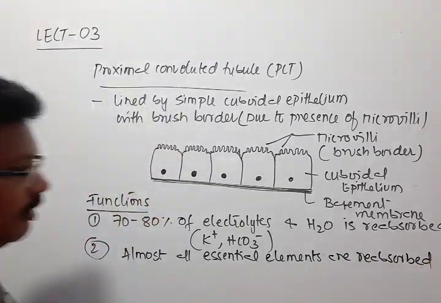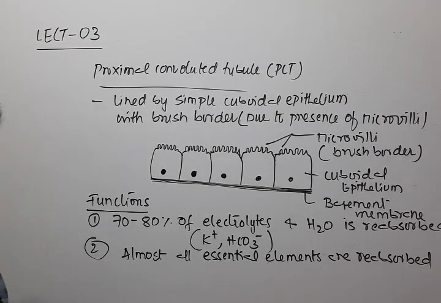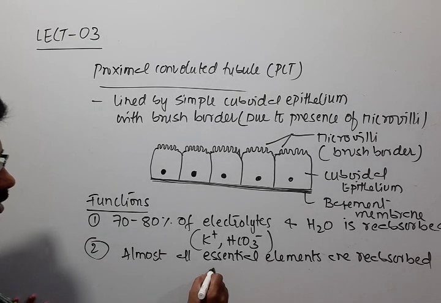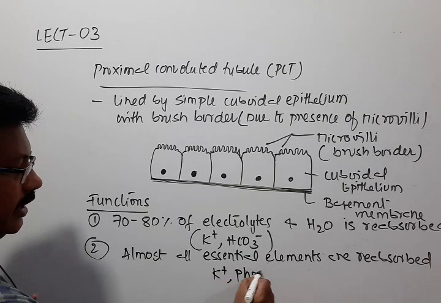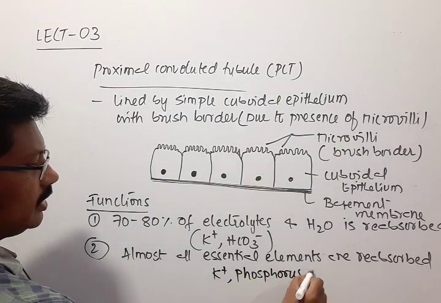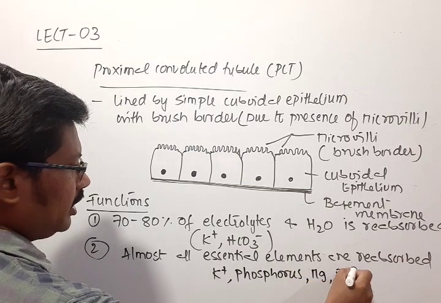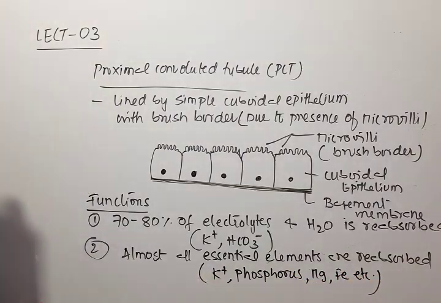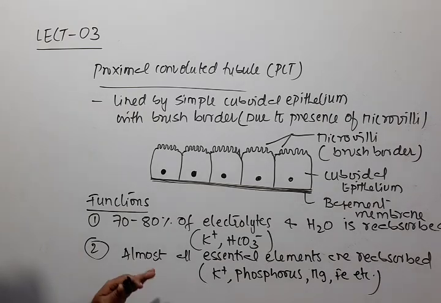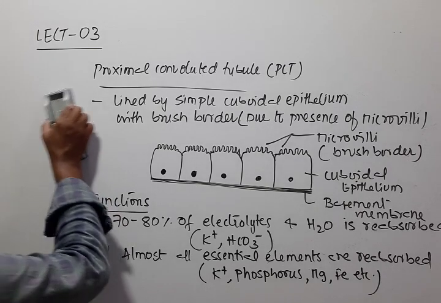These essential elements will be like potassium, phosphorus, magnesium, iodine, etc., and almost all these essential elements will be reabsorbed in the PCT. Then this PCT also helps in maintaining the pH and ionic balance of the body.